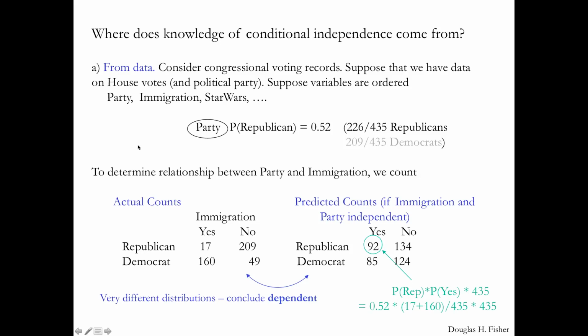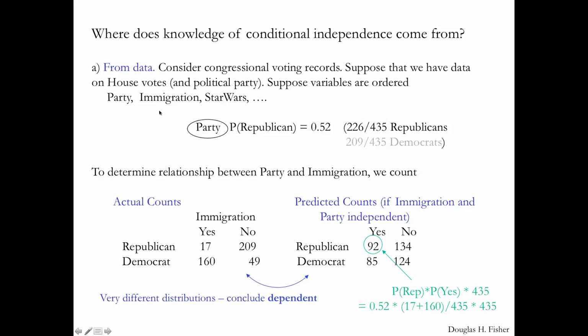But here, we have a number of variables: party, immigration, Star Wars. I've introduced this data set to some extent. This is to some extent outdated. I mean, the parties are pretty much the same from the 80s. Immigration is still a hot issue. Star Wars, the missile defense system, not so much, but still defense issues, I suppose. So a lot of these are still relevant today, and they were a long time ago too.